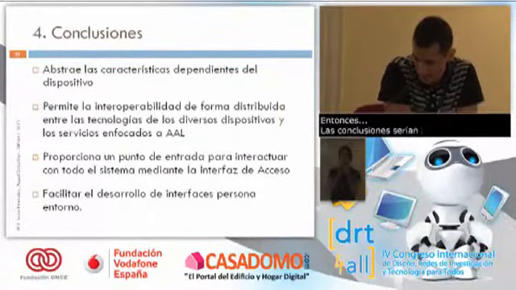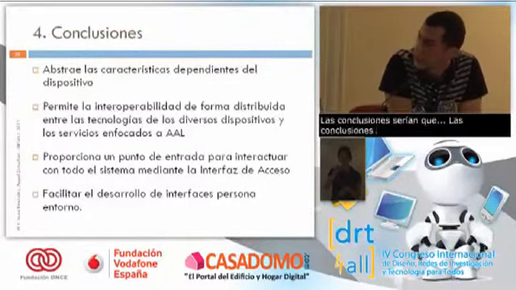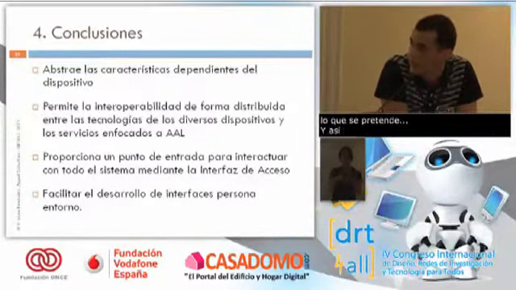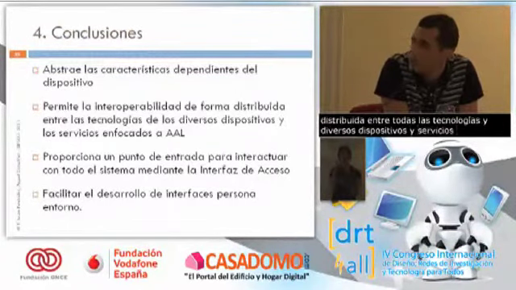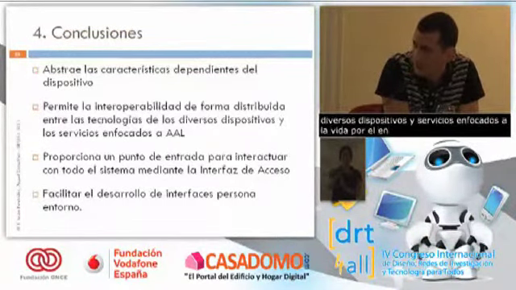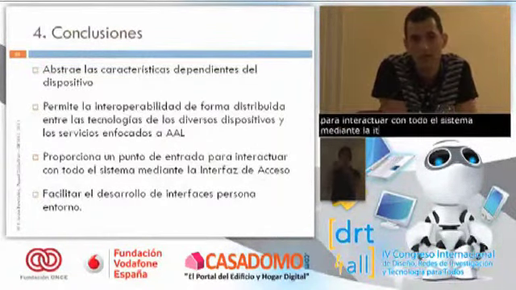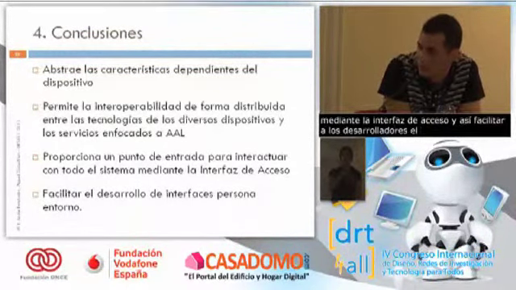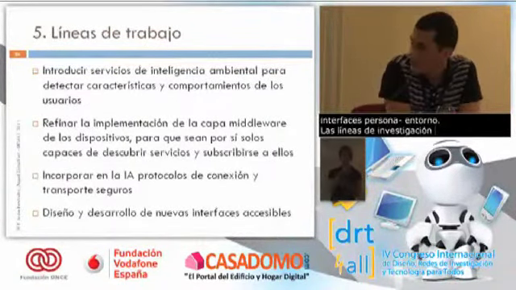Conclusions, however. So with DAI, it basically first extracts the characteristics of the device in such a way that we can improve the interoperability of all these technologies in a distributed way, so we can interact with the whole system through the access interface, and therefore enable the developers to develop all the appropriate user environment interfaces.